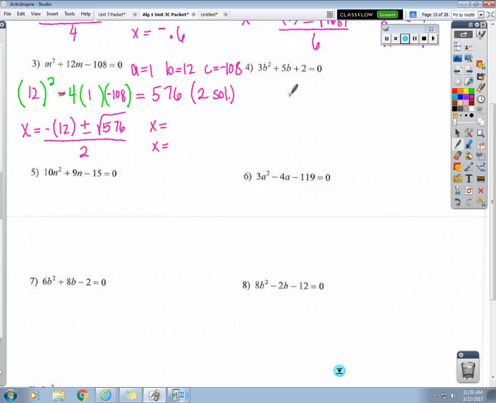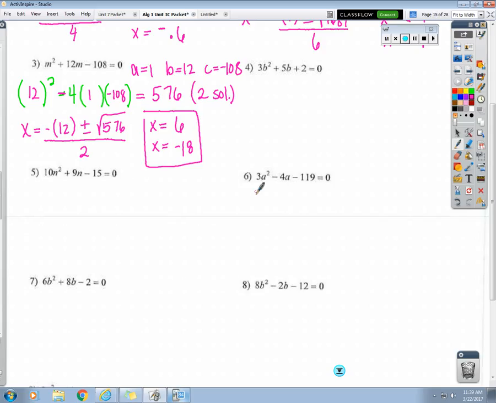Okay, when you first typed in -12 plus the square root of 576, all divided by 2, what'd you get? When you typed it in with a minus, what'd you get? Can anybody tell me what answers like that mean?